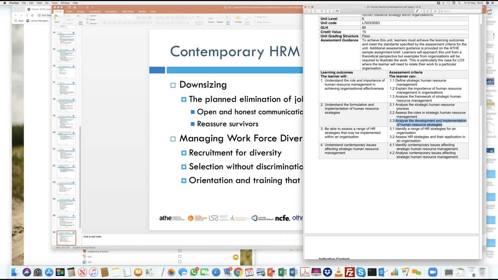Any questions on this so far? No. So we just choose one of the key functions. Yes, and work on that as 2.3. That's correct, yes.